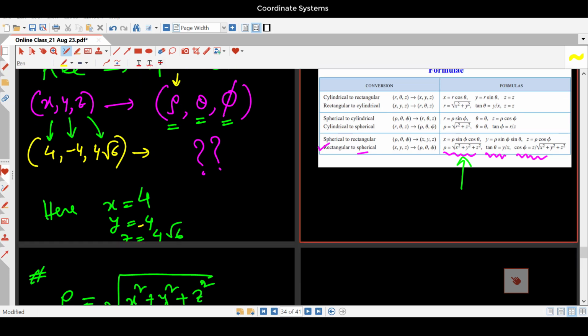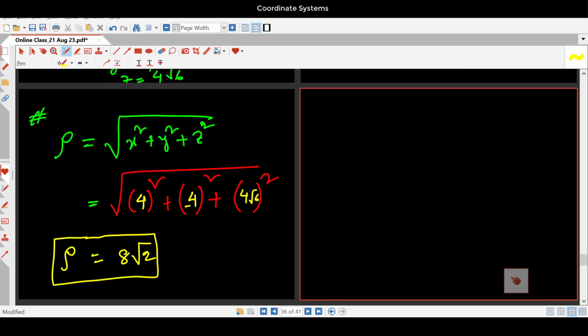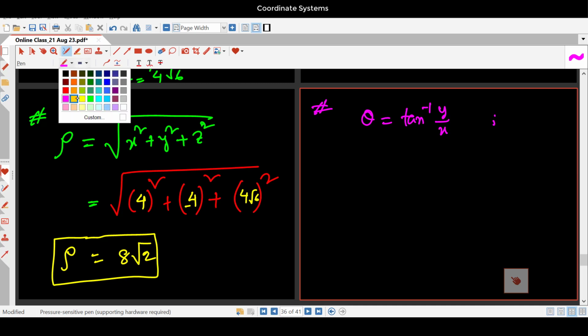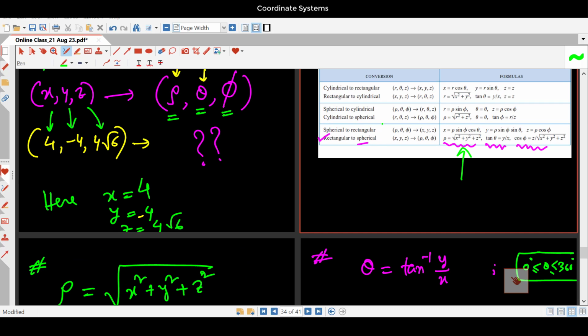Now let's find theta. So here the formula for theta is known to us, that is, we know theta equals tan inverse y over x. So again remember the restriction of theta. Theta lies in between 0 degree to 360 degree. If we are not getting the result in this domain, then we have to adjust. So theta is directly depending on the location of the point in two-dimensional system, not in three dimension. You have to think about just x and y now.